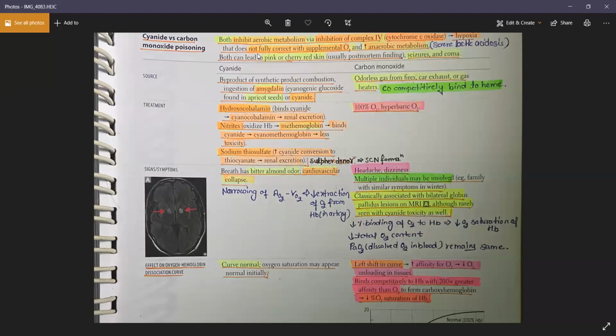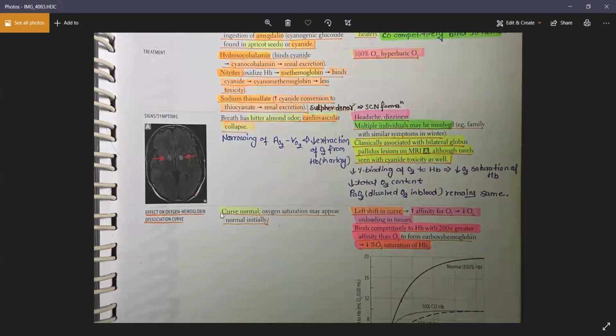Symptoms. First of all, the patient will have severe lactic acidosis, hyperventilation, high anion gap metabolic acidosis, and cherry red skin. Headache is a very important symptom you will see in the patients. The patient will also have a bitter almond odor. The patient will have a cardiovascular collapse. Very important. So these things will be seen in case of cyanide poisoning.